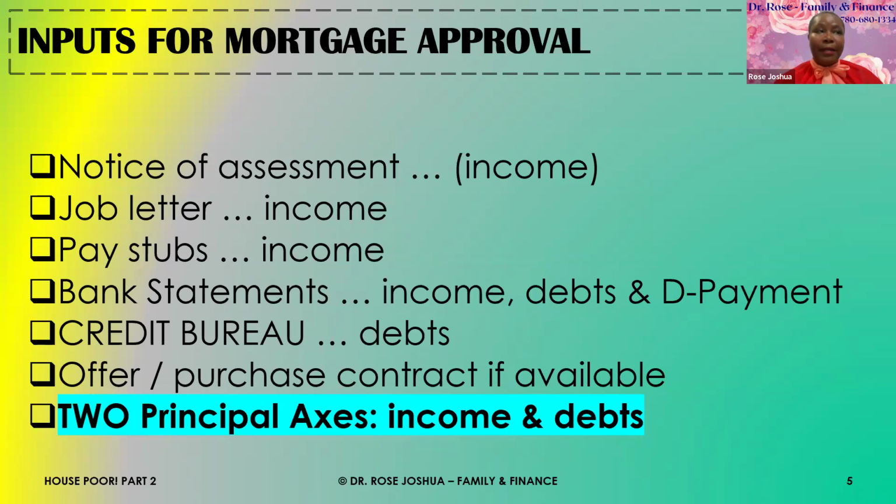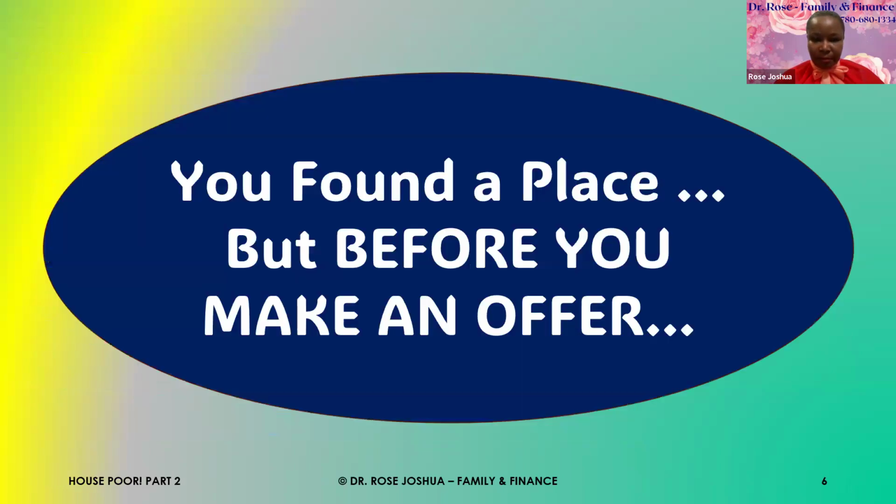When they pull your credit, they're really taking a good look at your debts, okay? So all of that goes into pre-approval. And if you do have an offer, then they say, okay, bring the offer. Let's see what we can do with the offer. All right. So there are 2 principal axes that they're investigating, and one is income, big deal, and the other one is your debts.